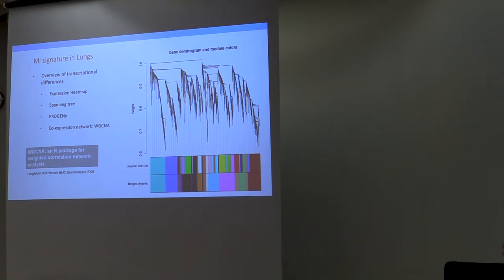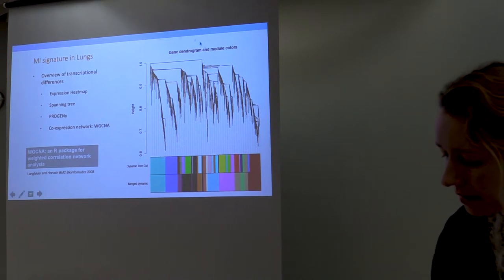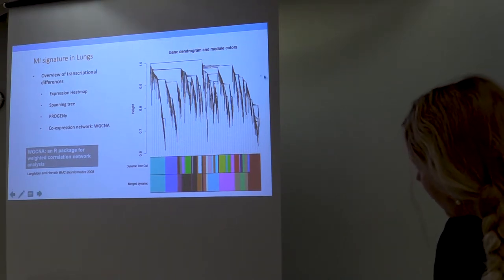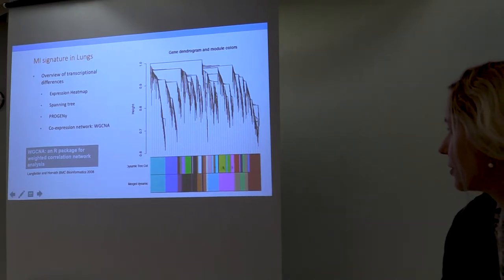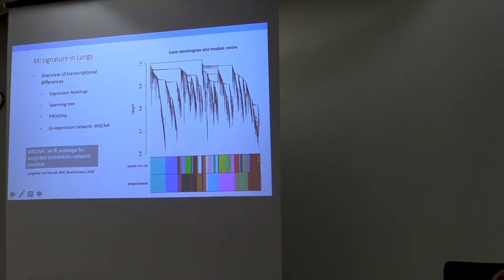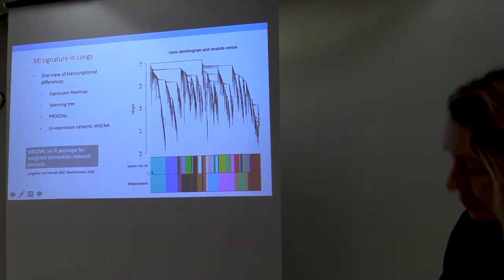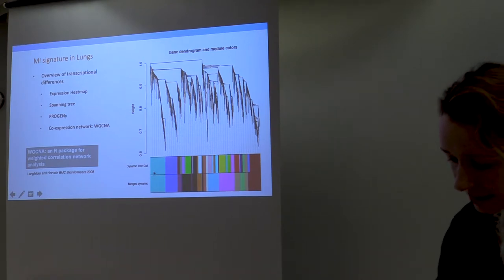We can do a co-expression network analysis. The idea here is to look at genes that move in the same direction, so that are potentially co-expressed. WGCNA is an approach that does this. We can then create this kind of tree, and depending on where you cut that tree to cluster, you get different modules. They call them modules that regroup different gene sets.